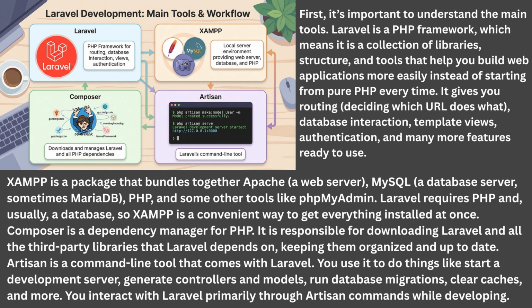Finally, we have Artisan, which is Laravel's command line tool. Artisan is the developer's assistant that helps automate many common tasks. You use Artisan to start the development server, generate controllers and models, run database migrations, clear caches, manage configuration files, and much more. Instead of doing everything manually, Artisan provides simple commands that speed up your workflow and help you stay organized. Almost every part of Laravel development involves Artisan commands, so becoming comfortable with it is a major step toward becoming a confident Laravel developer.